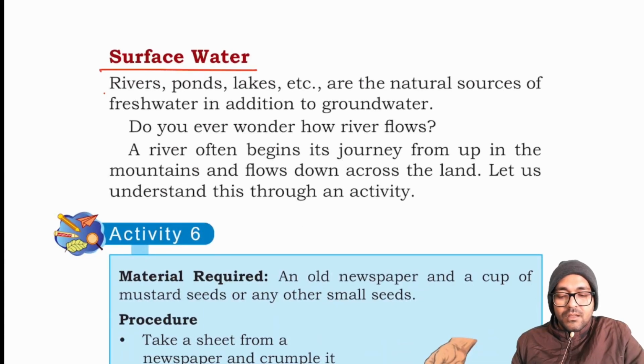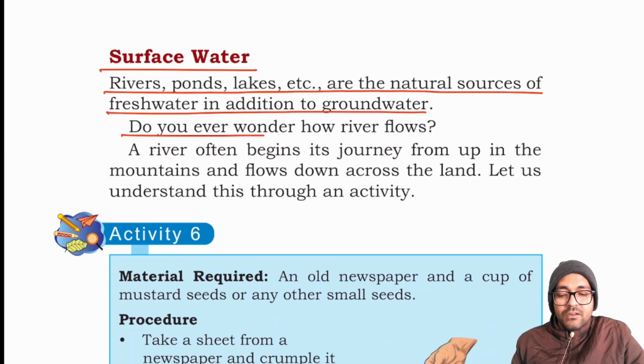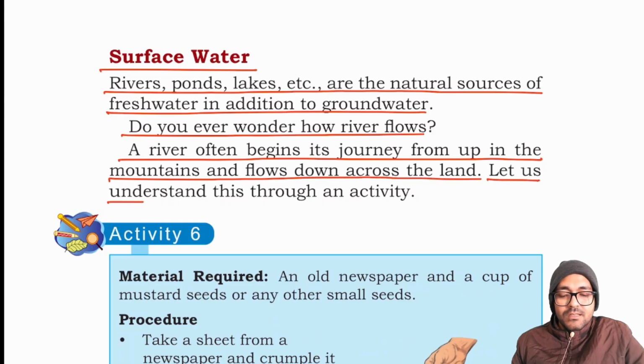Surface water. Rivers, ponds, lakes, etc. are the natural sources of fresh water in addition to groundwater. Do you ever wonder how a river flows? A river often begins its journey from up in the mountains and flows down across the land. Let us understand this through an activity.